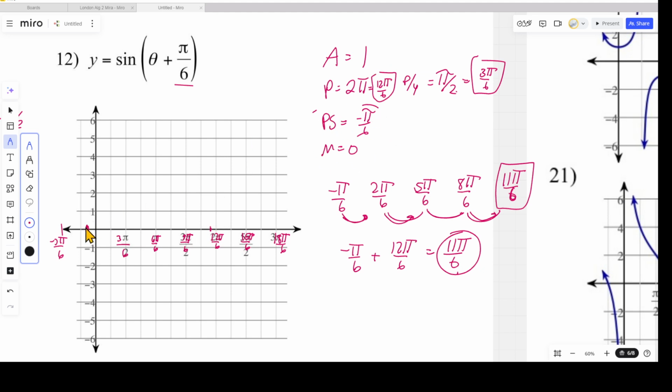All right. Up an amplitude, down an amplitude. Here's the end, up an amplitude, down an amplitude. And then 2 pi over 6 is my first quarter period, 5 pi over 6, 8 pi over 6, and then 11 pi over 6. Sine starts in the middle.